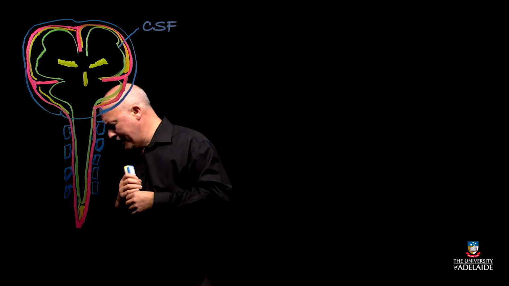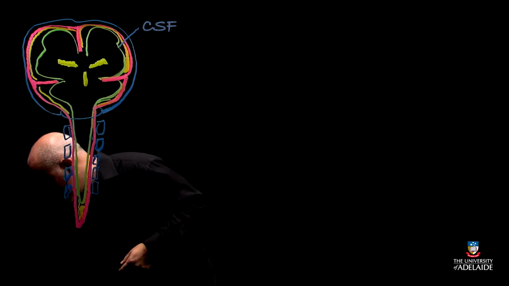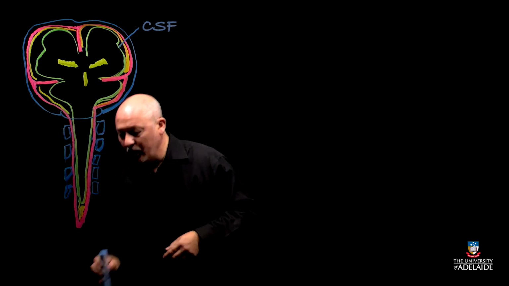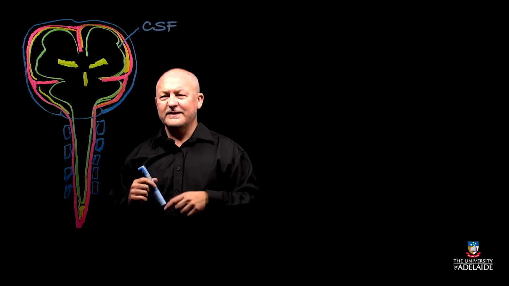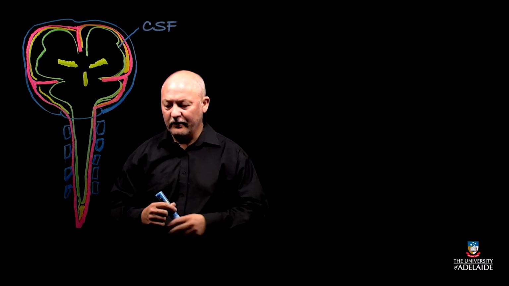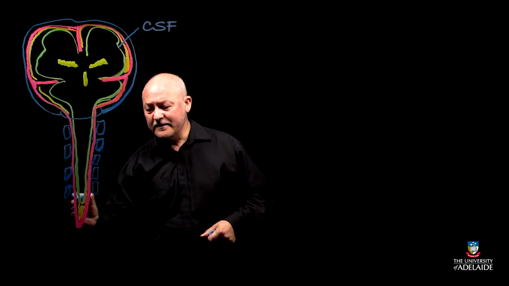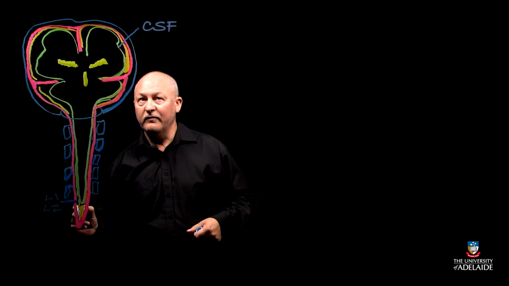Okay. And this leads me to an important point, which is that the spinal cord in the adult doesn't actually extend all the way down the spine. So it's commonly thought that it goes all the way down your spine. And in fact, it ends at about the junction between the first and the second lumbar vertebrae.